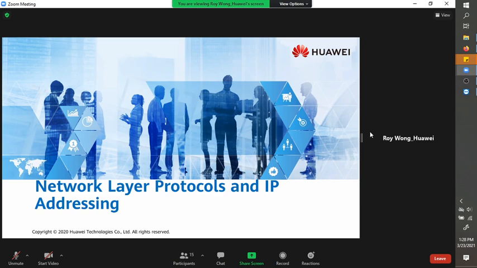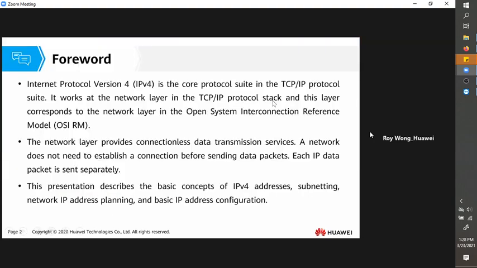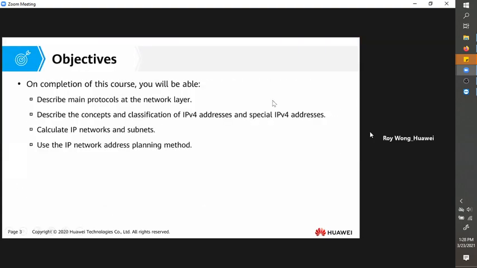Okay, now for this one, the network layer protocol and IP addressing. Okay, and this is the objective. Describe the main protocol at the network layer. So kali ini, you akan introduce the layer 3.